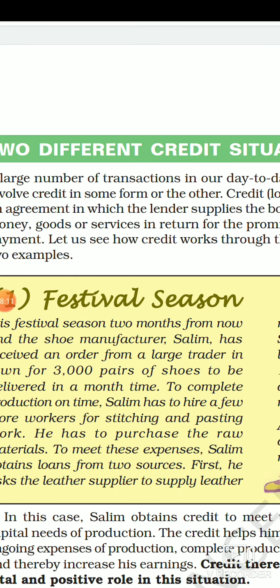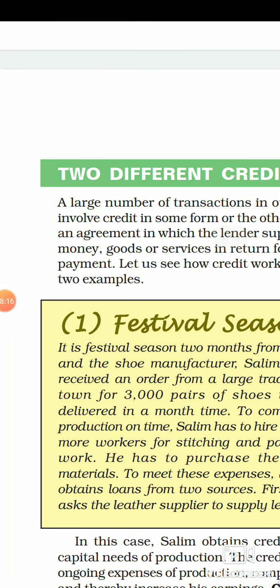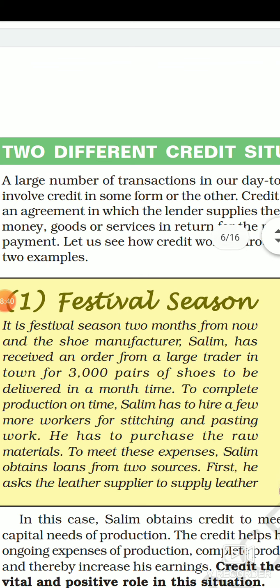So there are different credit situations. A large number of transactions in our day-to-day activities involve credit in some form or the other. Credit means loan, an agreement in which the lender supplies the borrower with money, goods or services in return for the promise of future payment. Let us see how credit works through the following two examples. One is a festival season and another is Sapna's problem.